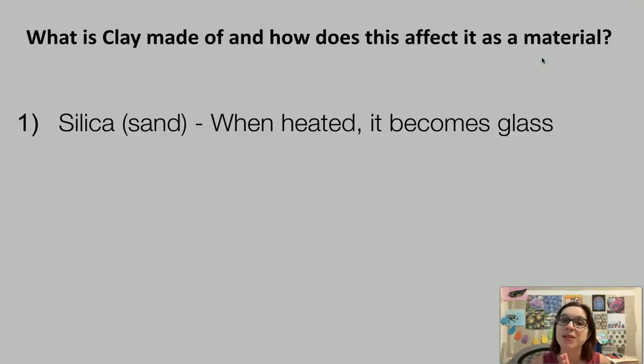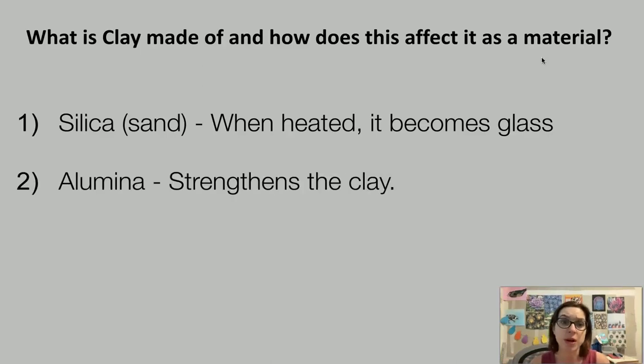So what is clay made of, and how does this affect it as a material? Well, the first material that is used in clay is silica. This is like sand. When it's heated, it becomes glass. This is that prime material you don't want to breathe in, right? We don't want to breathe in clay dust. Why? It contains silica that can hurt our lungs over a long period of time.